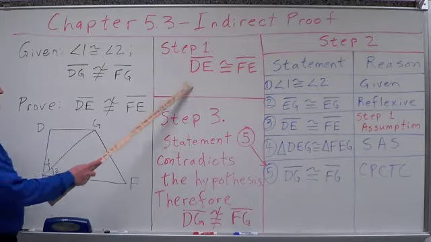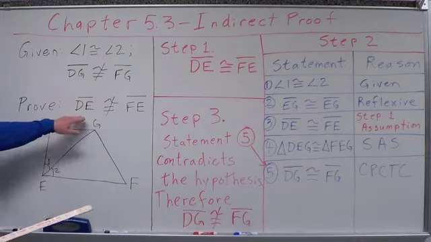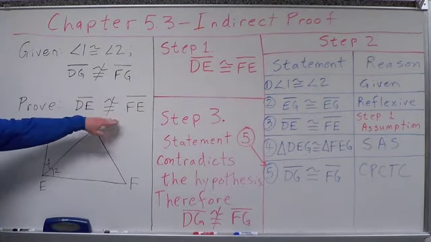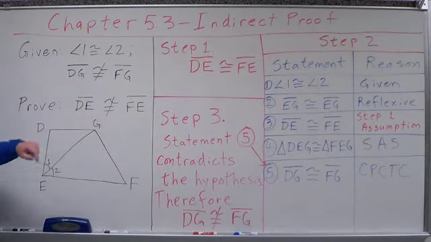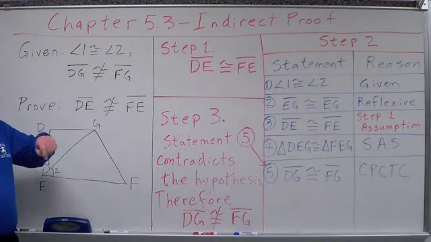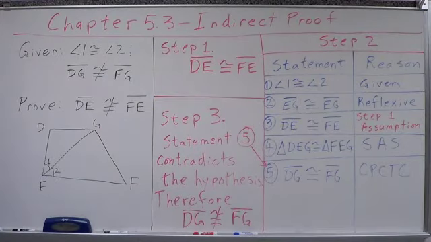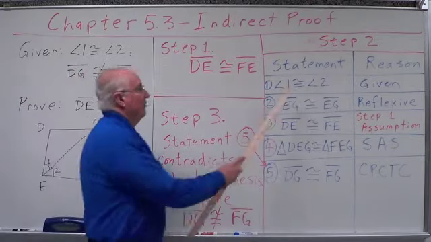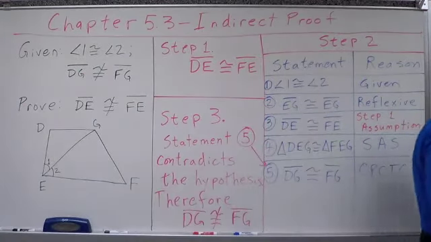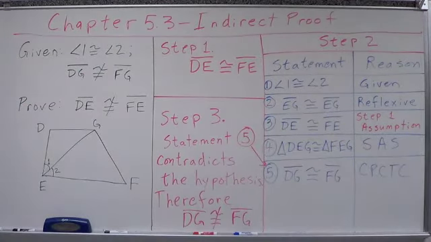So step 1 on the indirect proof is to take the conclusion and assume it's false. Well, how do we assume that segment DE is not congruent to segment FE? Well, we simply say they are congruent. Okay? So segment DE is congruent to FE. Now, what's our step 2? We're going to run through a formal proof, okay, and see where it leads us.